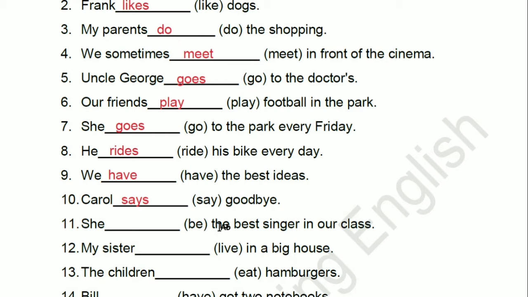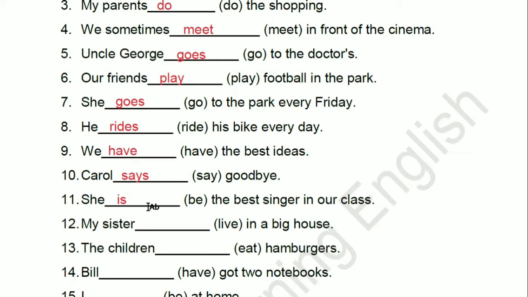So as you know about the verb be, you have to use be in the present form: am, is, and are. So when you use it with she, it is is, right? So she is the best singer in our class.